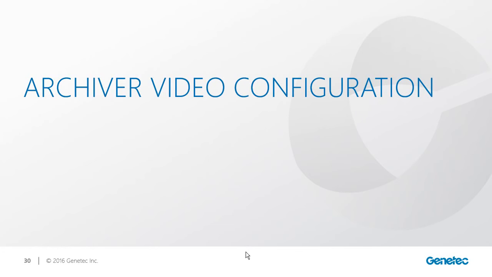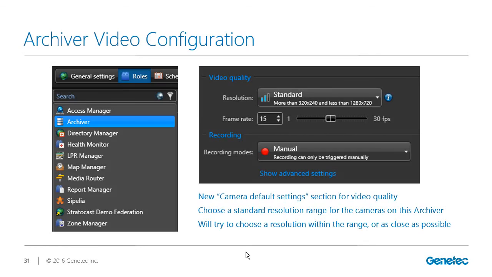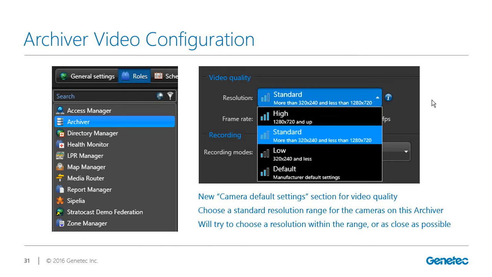Okay, so looking at the archiver, there's been a change to the video quality setting here. You can see that when we go into our archiver and take a look in the camera default settings tab, under video quality we now have basically 4 general settings that we can set it to. It's high, standard, low, or we can use whatever default the manufacturer has on the camera itself.